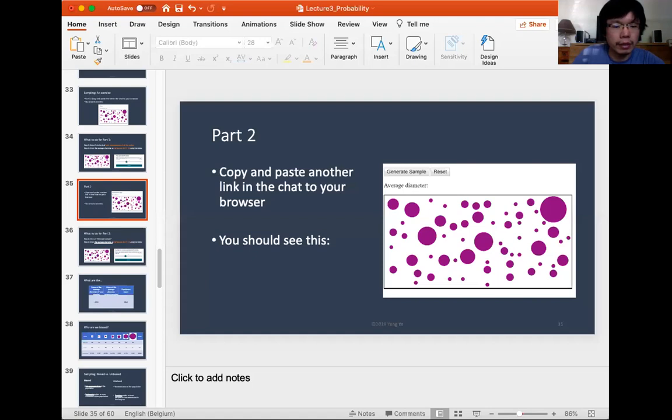Okay, so for the second part, go to a different link that I'm going to send out on chat. You open that link, and you see a very similar but slightly different graph with a diameter.